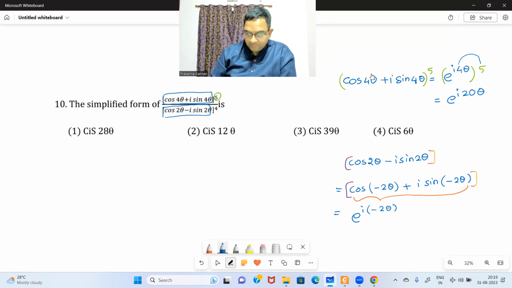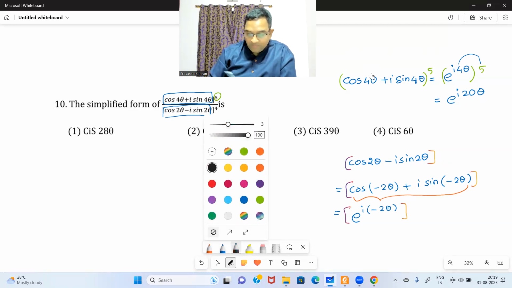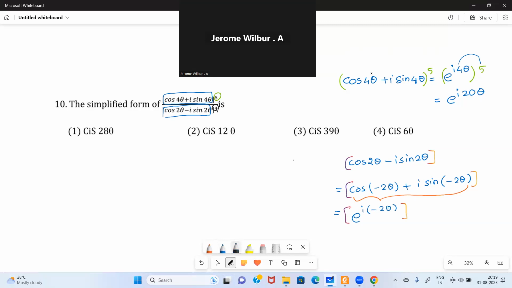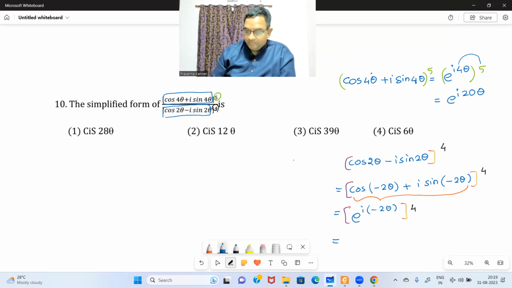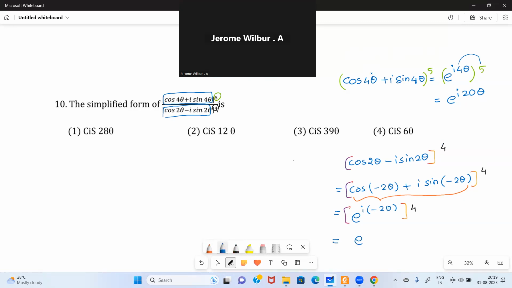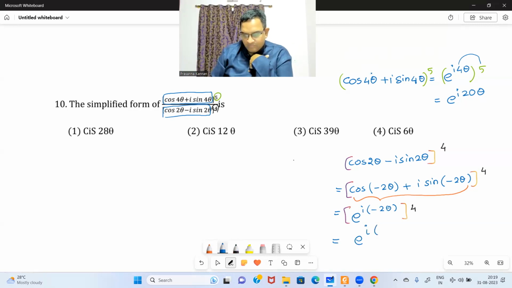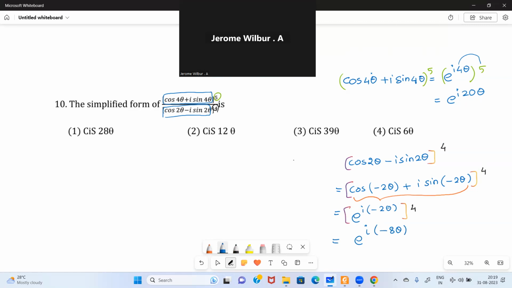Okay. What is the power now? 4, sir. So what is it going to become now? E raised to minus 8 theta. E raised to I into? Minus 8 theta. Very good.